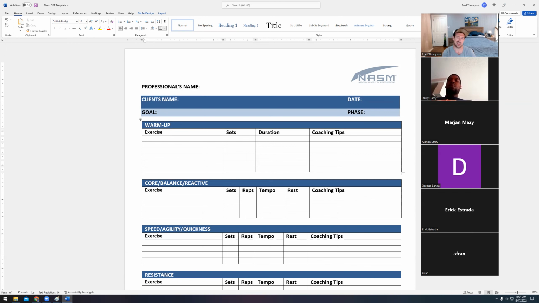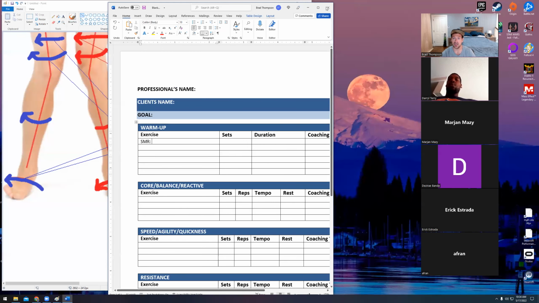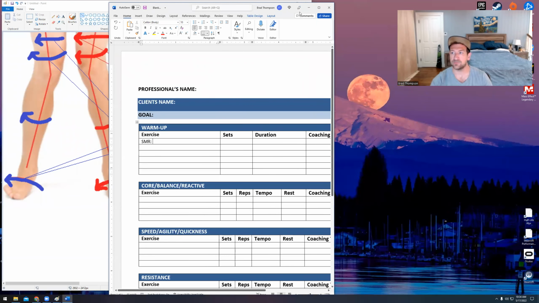I could say SMR. I usually just say SMR because maybe use a lacrosse ball, you know? Doesn't always have to be just a foam roll. Maybe use a massage gun. I got nothing against that, right? So we're going to SMR.